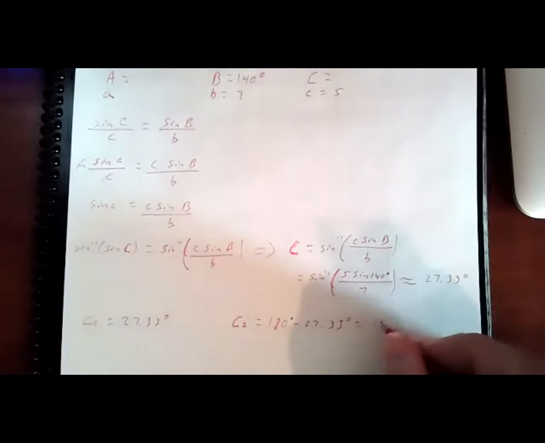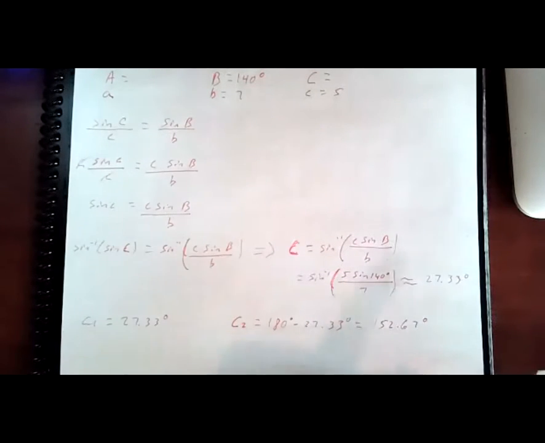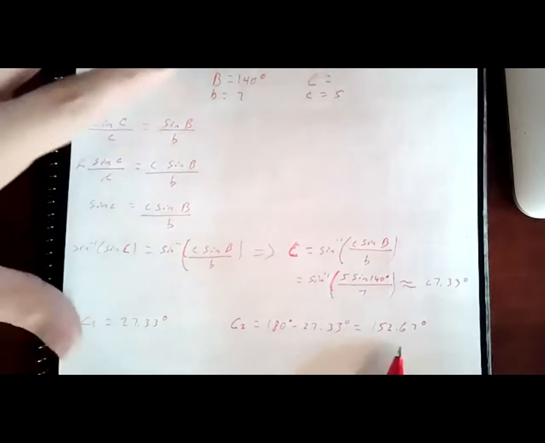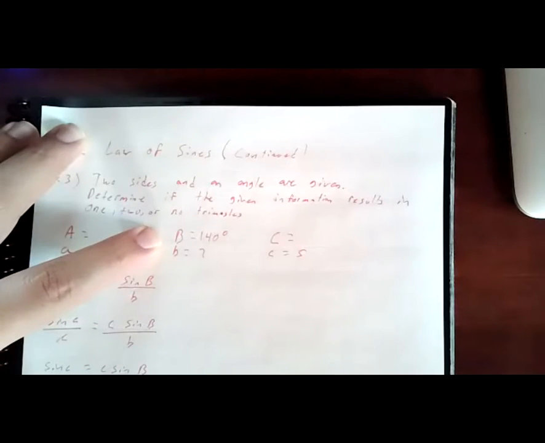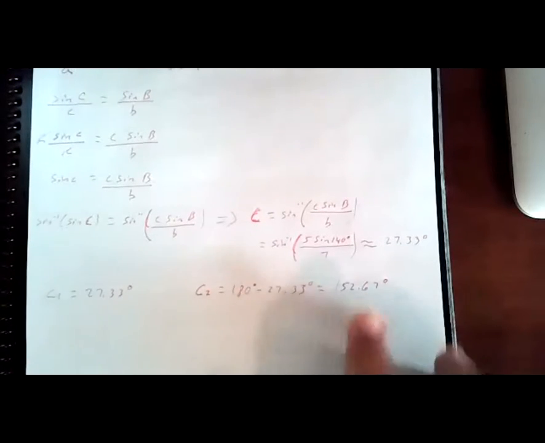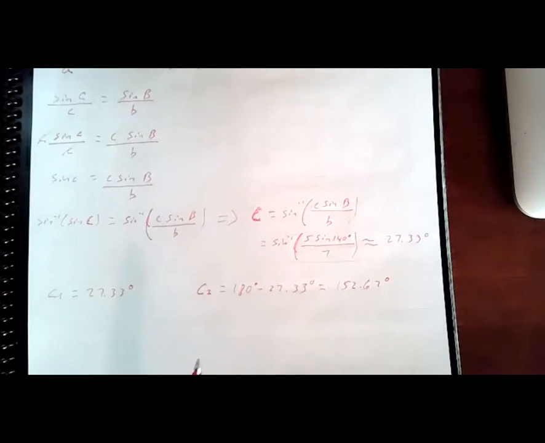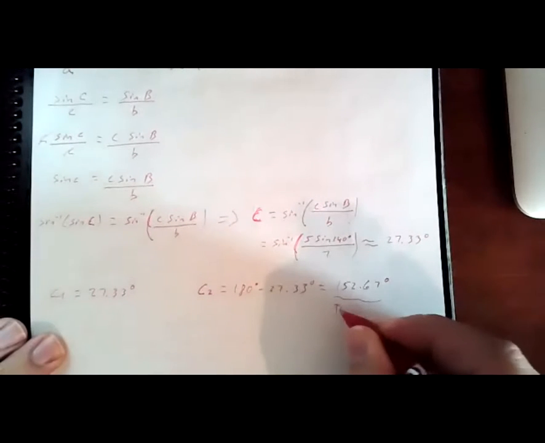152.67. So looking at this angle and looking at the one that was given, this is fixed, right? Is C too big when you look at B? Yes, because B is 140 degrees. If I add that to C2, that's beyond 180, right? And I still haven't even accounted for angle A. So this right here is too big.